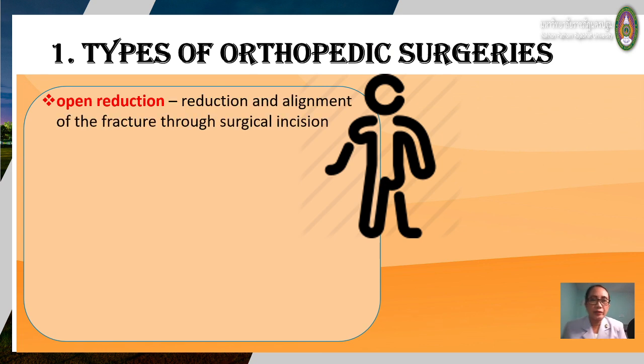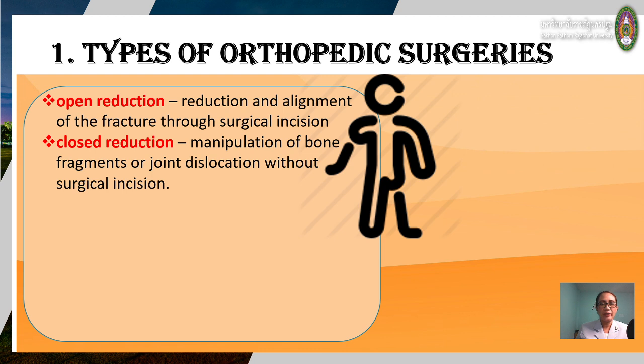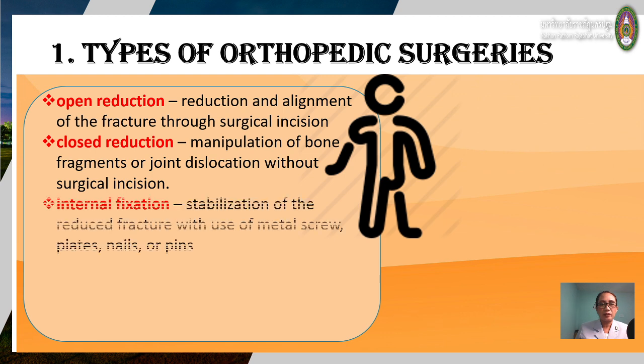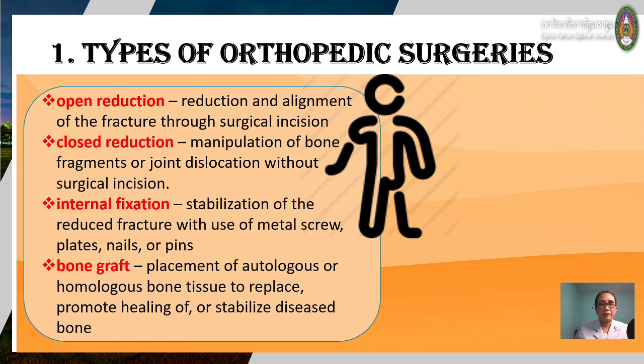We have certain types of orthopedic surgeries, and the first here is the open reduction. This is the reduction and alignment of the fracture through surgical incision. We also have closed reduction. This is the manipulation of bone fragments or joint dislocation without surgical incision. In internal fixation, this is the stabilization of the reduced fracture with the use of metal screws, plates, nails, or pins. In bone graft, this is the placement of autologous or homologous bone tissue to replace, promote healing of, or stabilize diseased bone of the patients.